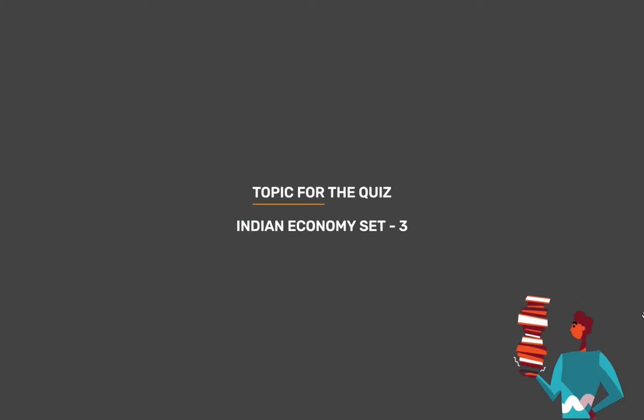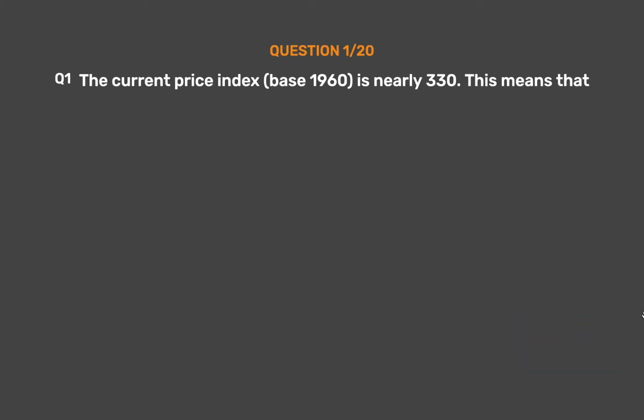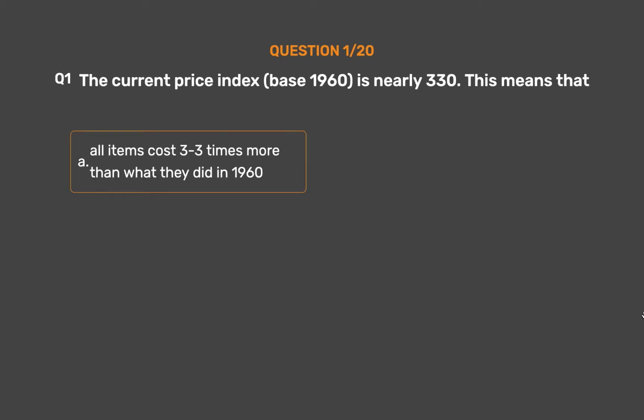Topic for today's quiz is Indian Economy Set 3. Question number 1. The current price index, base 1960, is nearly 330. This means that Option A. All items cost 3 to 3 times more than what they did in 1960.